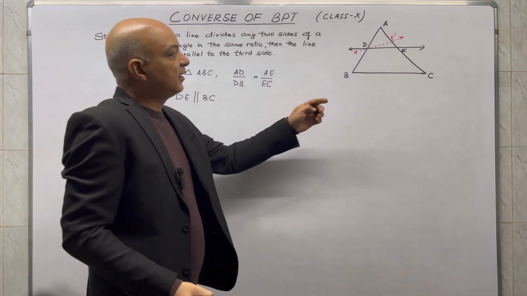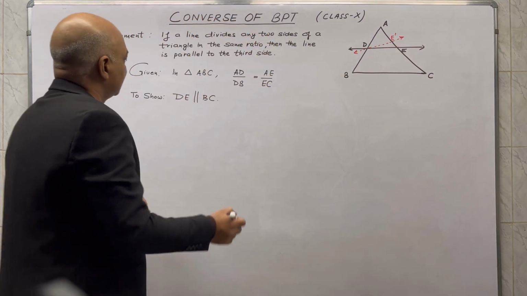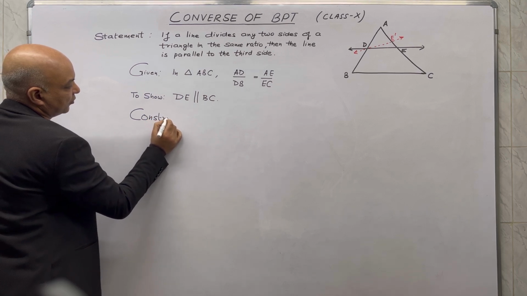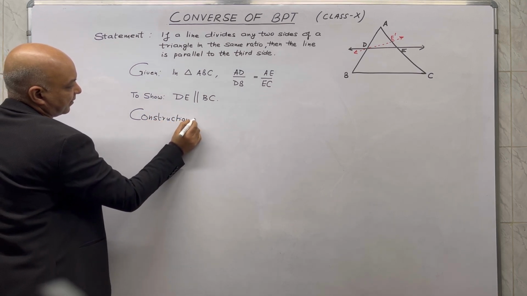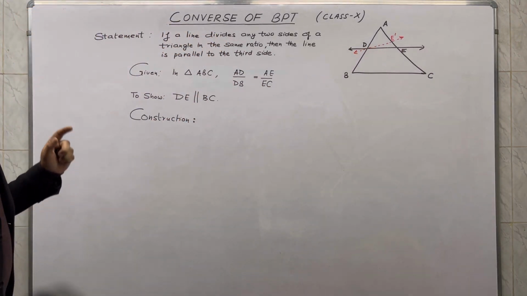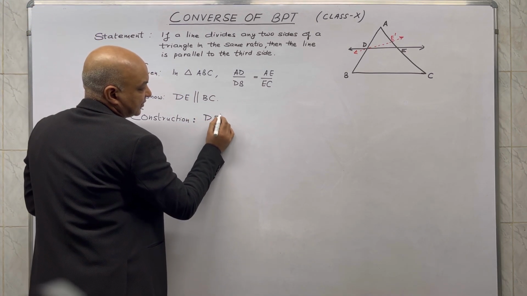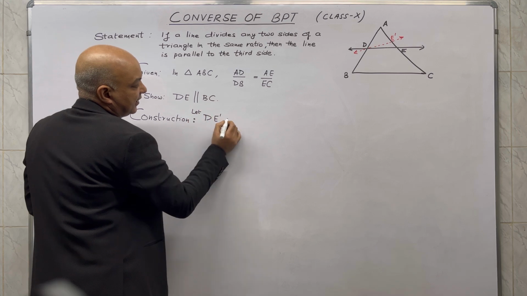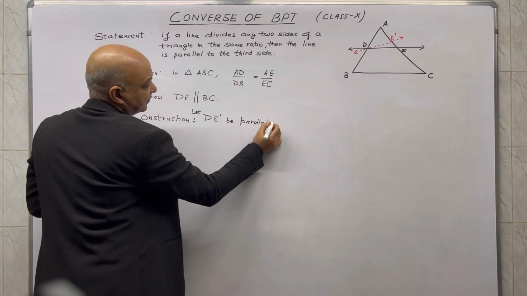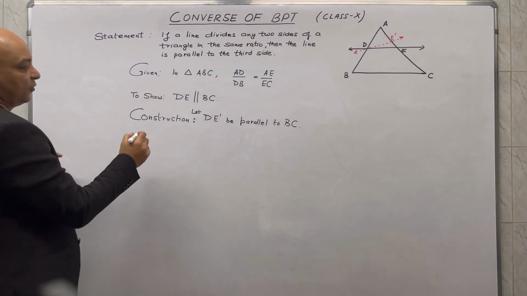Now as you can see, I have drawn this particular line in red. That means this is our construction which we need to remember. This is very important. We will draw another line from D such that DE dash, let DE dash be parallel to BC. Okay, let us start with the proof.